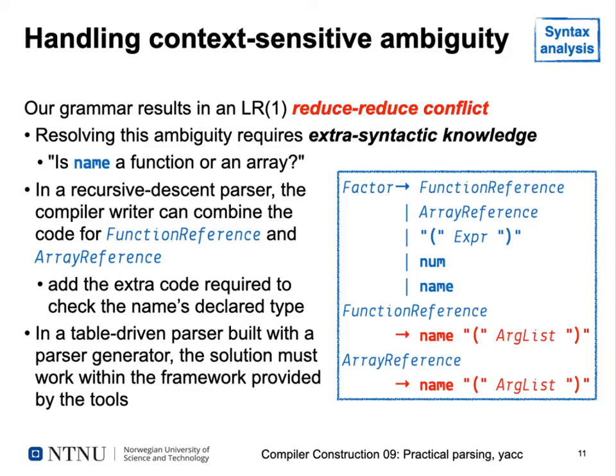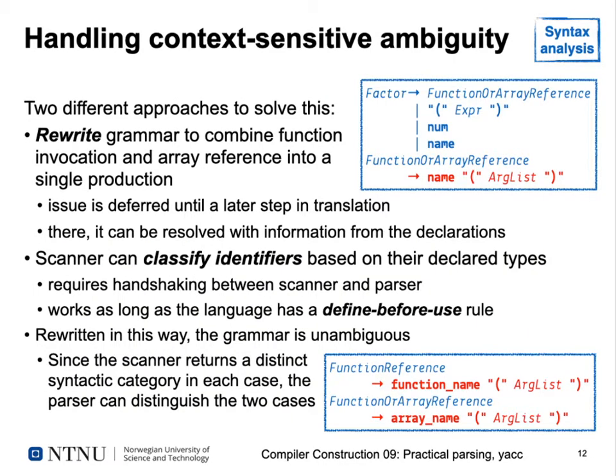If you want to build a table-driven parser built with a parser generator, then of course you have automatic actions, so you can only choose a single, unique production somewhere. So the solution you have to apply to resolve this reduce conflict has to work within this framework that's provided by your table generating or compiler generating tools. So how could we do this?